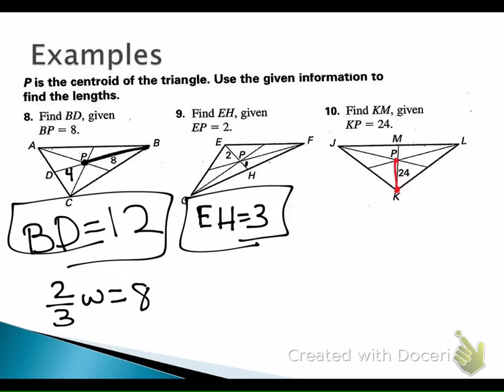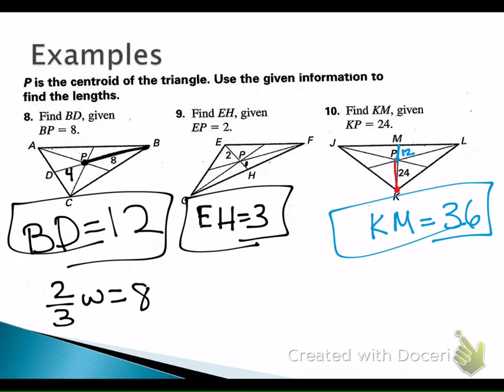This to this is 24. But I'm looking for the whole thing. So let's find the smaller one first. How long is PM? Nope, just watch. Oh, well, that's right. How long is PM? 12. It's just half of it. And then add them together. What do you get? The 2 smaller segments, you get 36. Good.